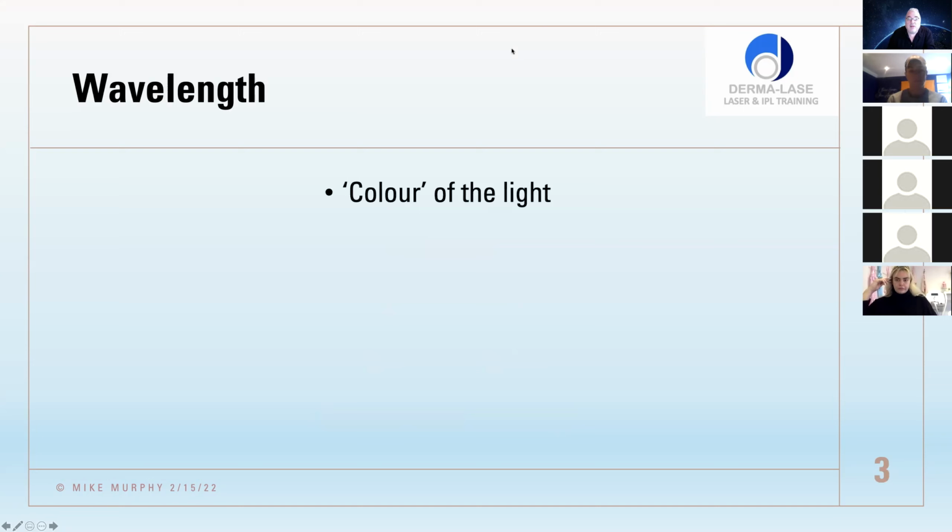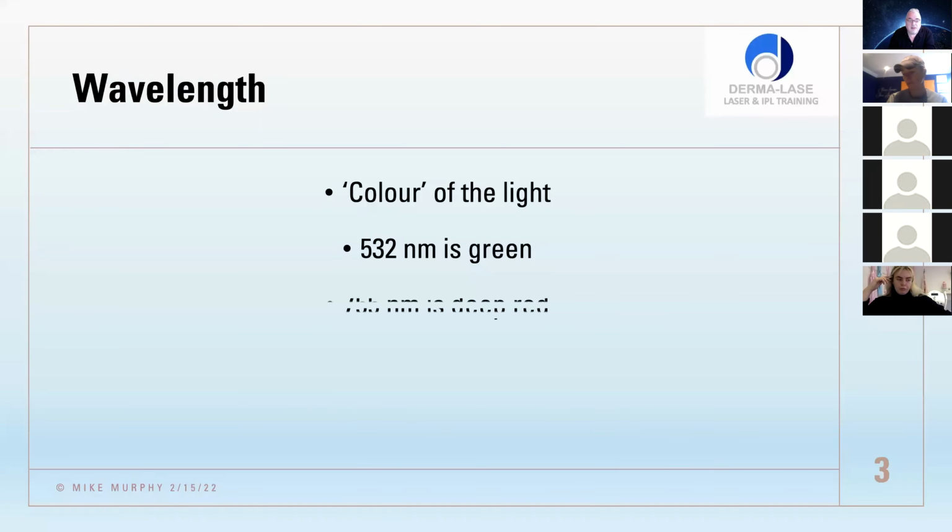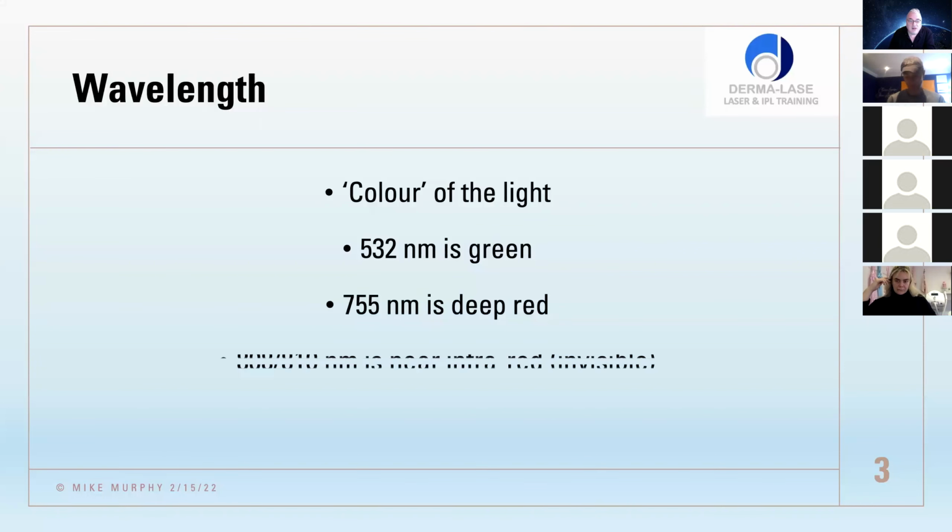Wavelength is just color of light. That's all it is. We need to choose the wavelength depending on what you want to treat. So 532, for example, which we use with Q-switch YAG lasers, that's green, nice bright green color, lovely. 755 is a deep red color. This is what we get from the Alexandrite laser.